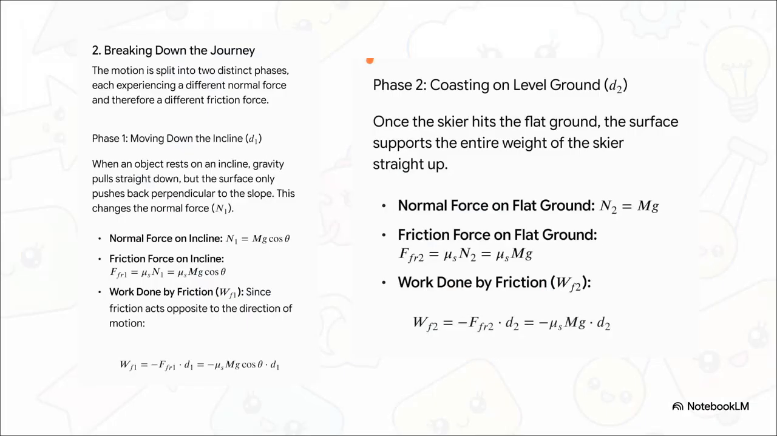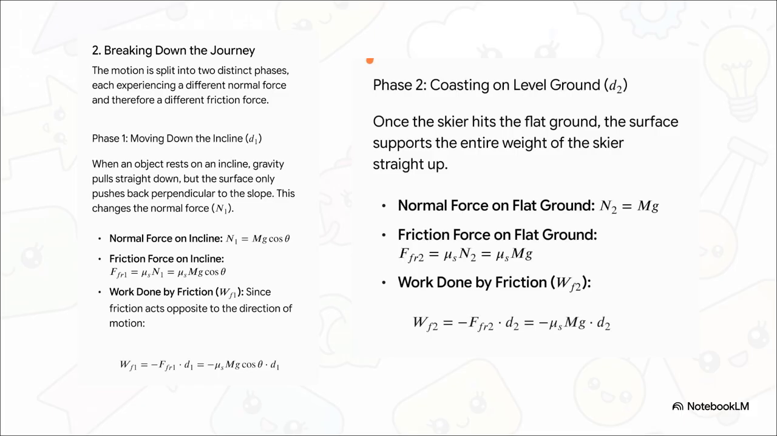And this brilliantly illustrates why that distinction is absolutely crucial. On the left, for Phase 1, our normal force N1 equals mass times gravity times the cosine of the angle. Because friction relies directly on that normal force, the work done by friction here is negative mu sub s times that normal force times our first distance, d1. But look over on the right for Phase 2.